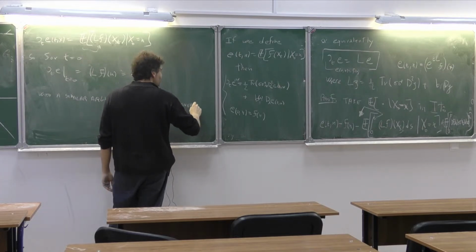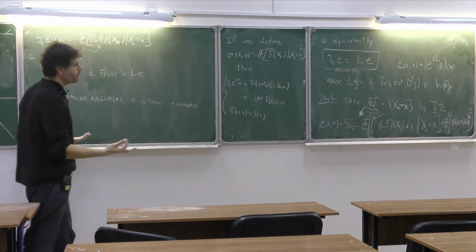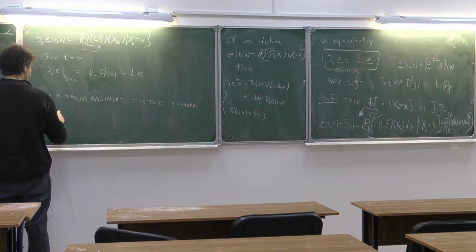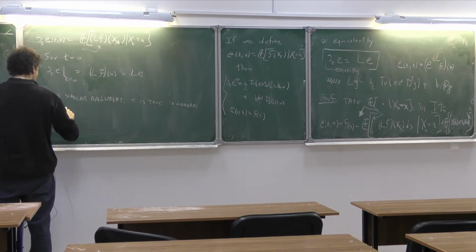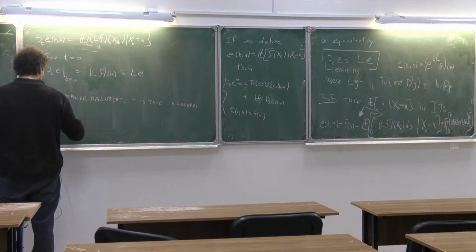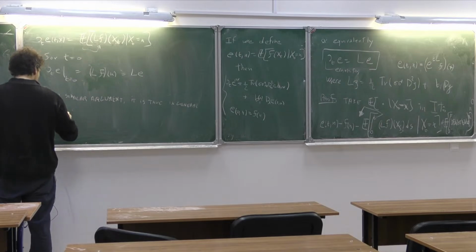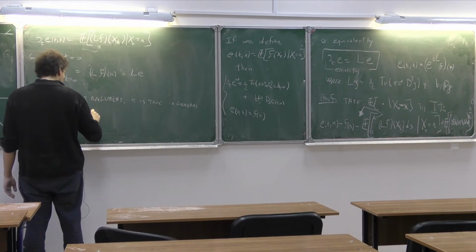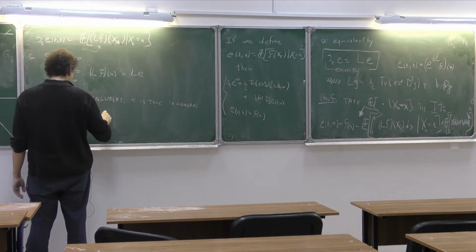I mean, time 0 didn't have anything special here. So we see in general that the derivative in t of E of t and x, let's say E of s plus t and x, is LE at s and x.